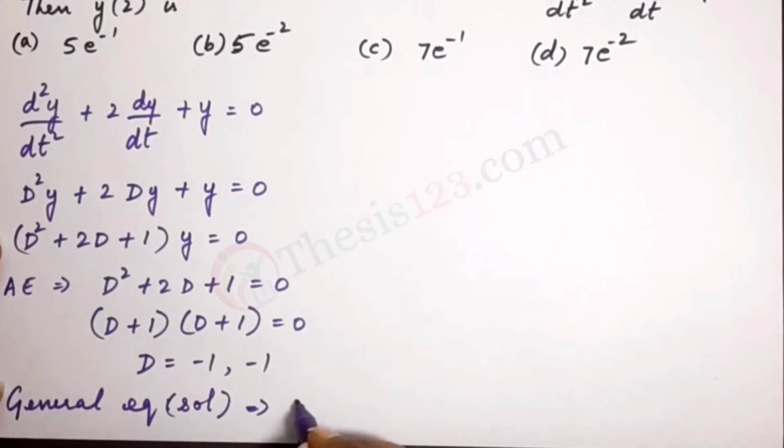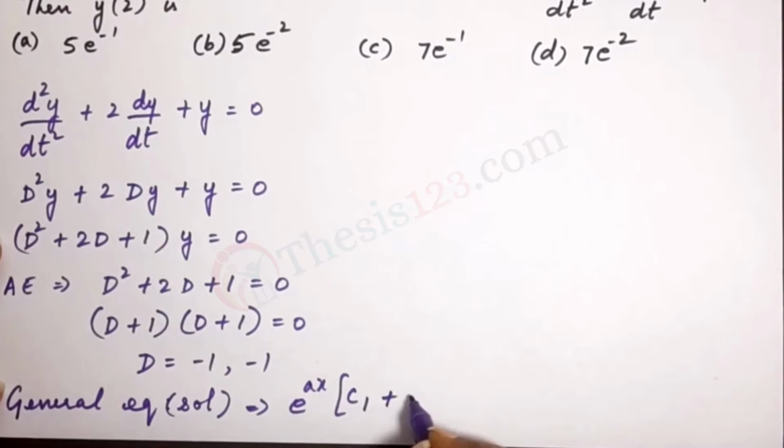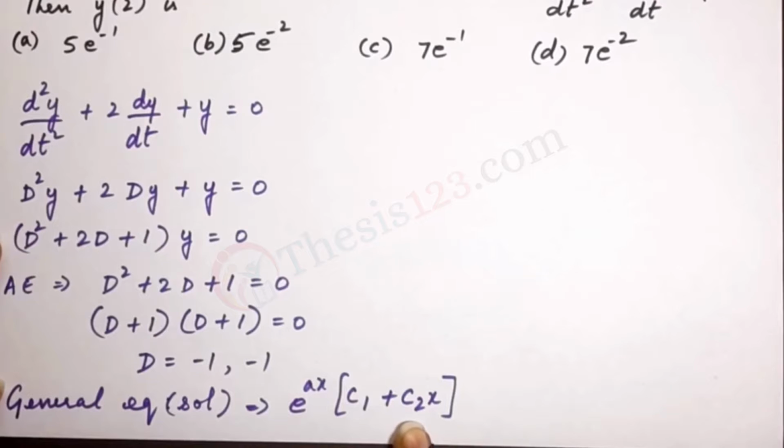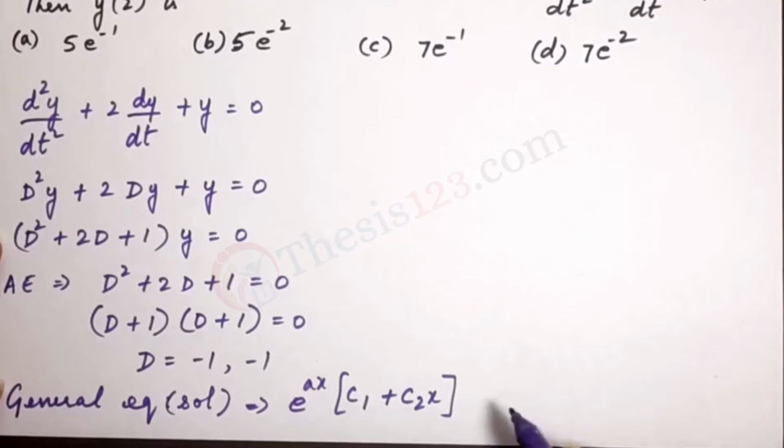So that would be in the form e power ax into c1 plus c2x. Here c1 and c2 are constants. They correspond to the roots that we have over here. So e power ax into c1 plus c2x. And now let's call this equation 1.